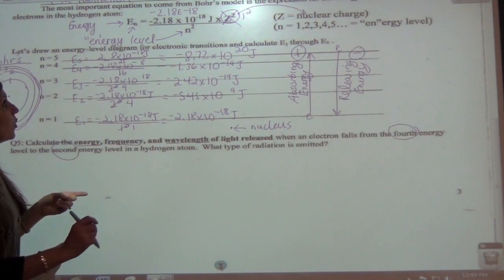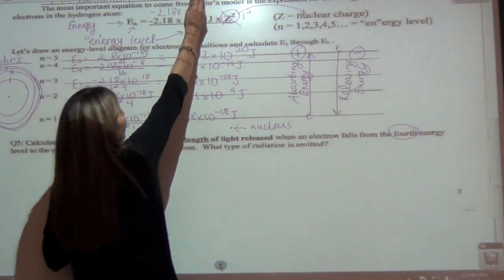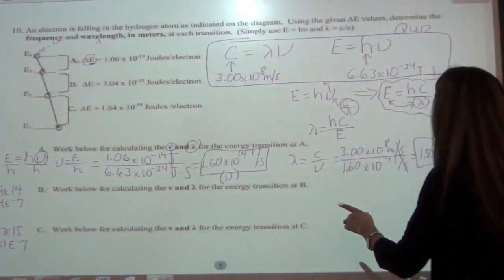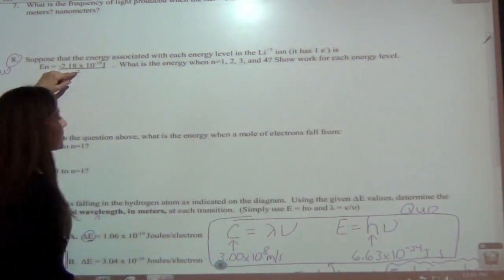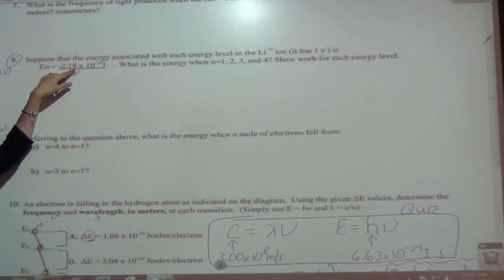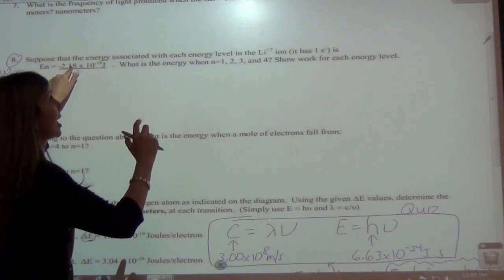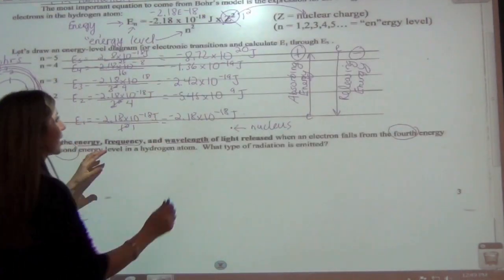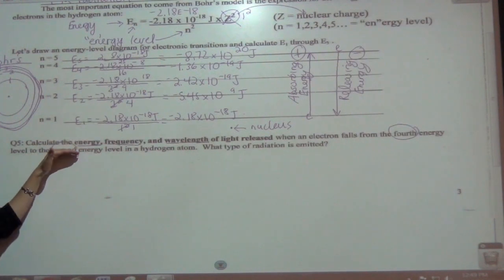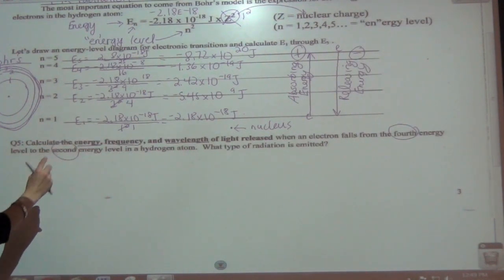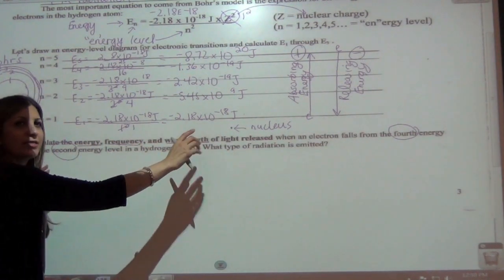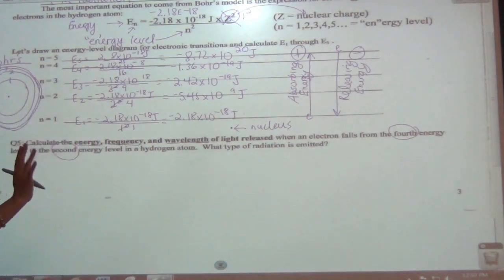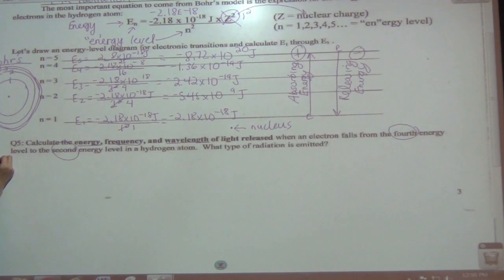So in your quantum pack, I had said that numbers 8 and 9 were new. You have to use the negative 2.18 equation, Bohr's equation, okay? So you're going to have to figure out the energy at each one first, like we did here, and then you can solve for it. So let's start. First of all, we're going to do three parts. We're going to do the energy, the frequency, and the wavelength. So just make sure that you have a little bit of space. You might want to write a little bit smaller. Let's start with the energy.